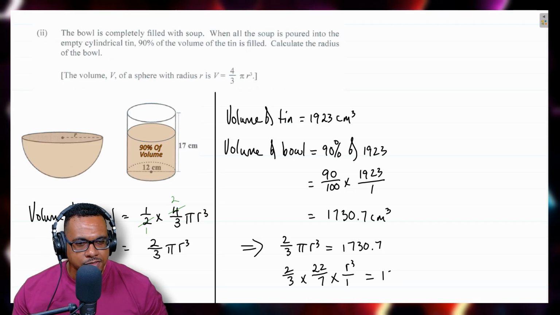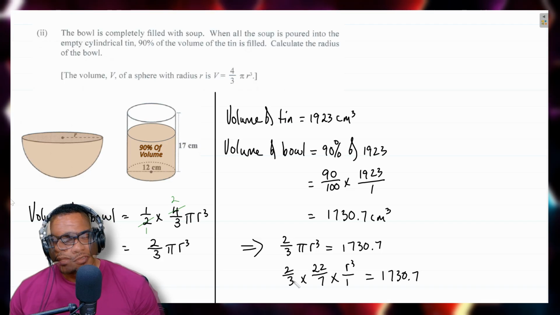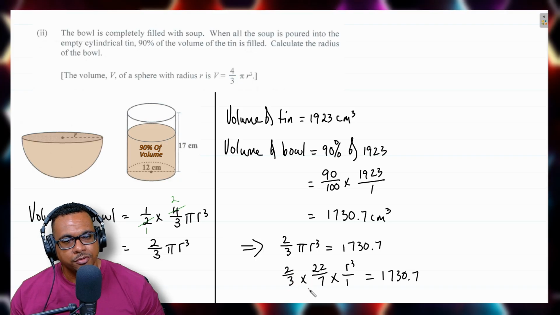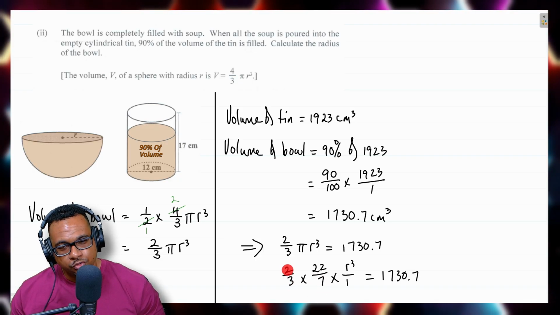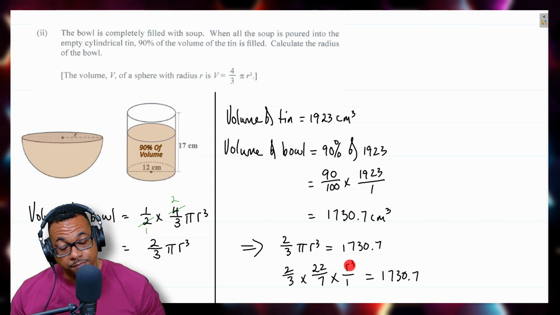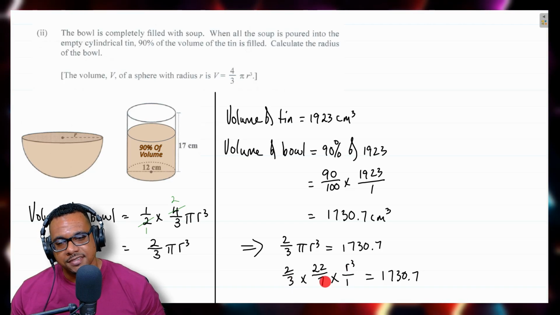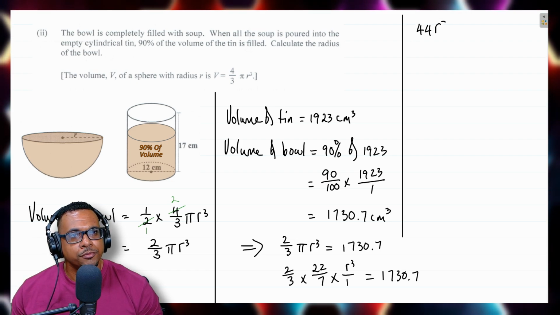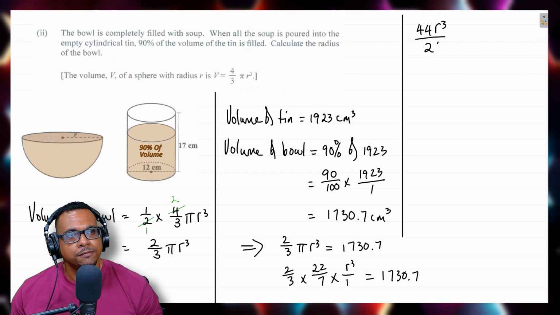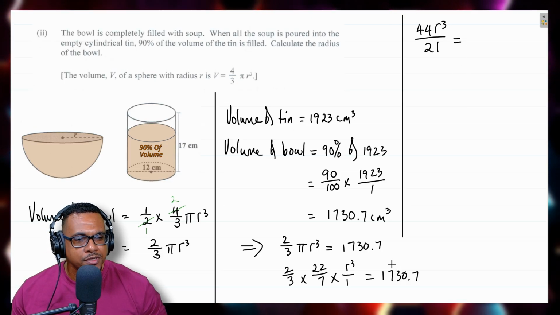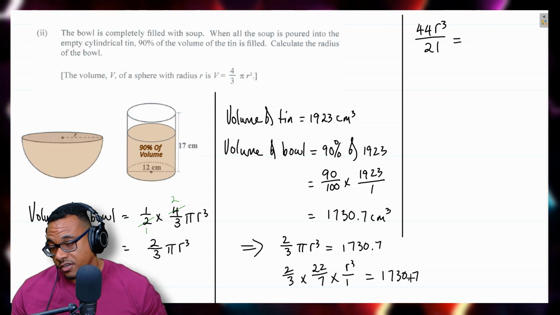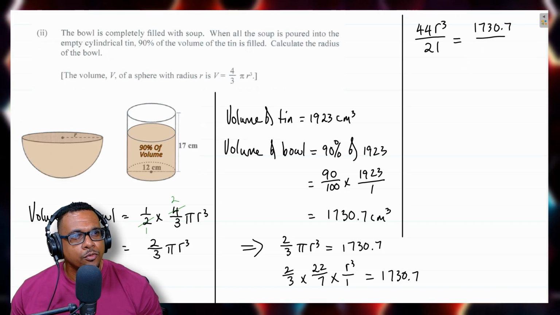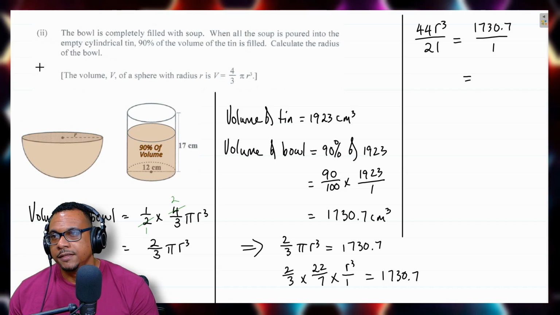Is equal to 1,730.7. So now we've seen that nothing would cancel with the fractions here. So we can multiply 2 by 22 and get 44, and the 3 by 7 and get 21. So that'll be 44 r cubed, and 3 by 7, 21 by 1, still 21. So we'll have 44 r cubed over 21 is equal to 1,730.7 over 1, so I can cross multiply one time.